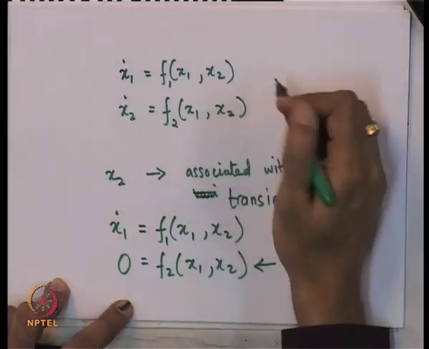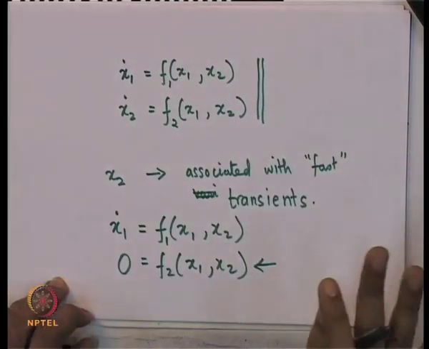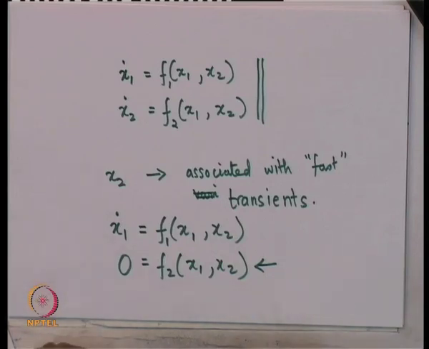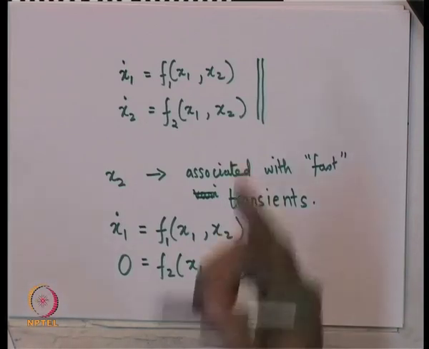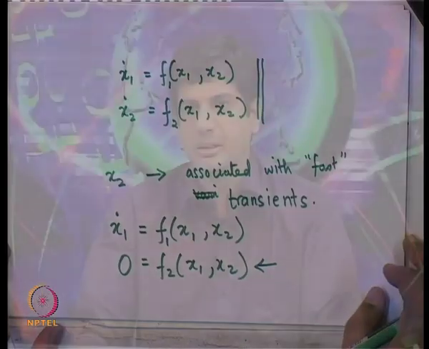The basic point is, first thing you need is a clear separation of fast and slow transients. There is a mixture of fast and slow transients in the response, as is seen in our system here. Okay? So, this is a very, very important modeling principle or modeling simplification which we are making.